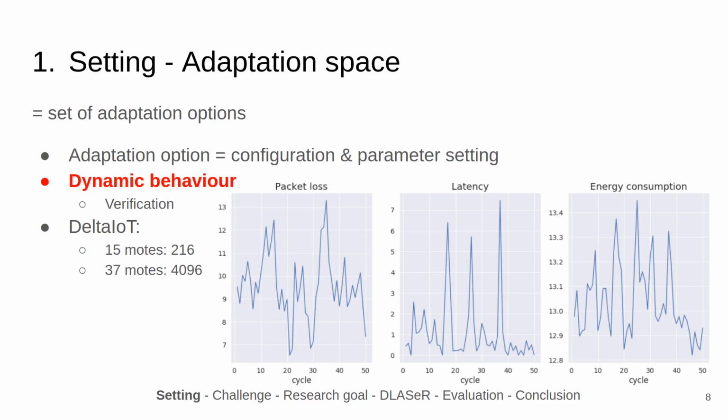And here in the figure we actually show the dynamic behavior for Delta IT. We consider the three qualities and display the verified quality of a certain adaptation option over 50 sequential cycles, and we can clearly observe that it's never the same. So this is a proper indication of this dynamic behavior. And specifically for Delta IT, the smaller instance has 216 adaptation options, whereas the larger instance contains 4096 adaptation options.